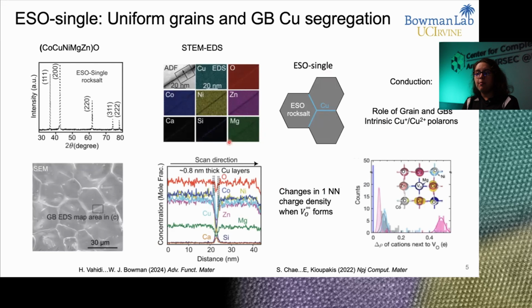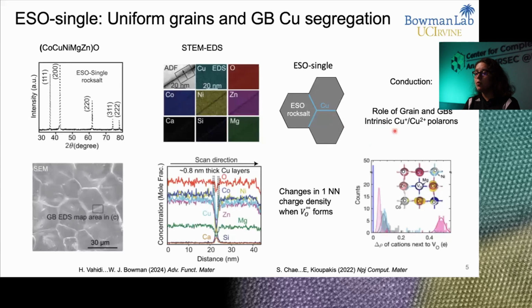So if we sum up what we observed and understood from this spectroscopy data, we can look at this cartoon where we have the ESO rock salt grains and then copper at the grain boundaries. If we think about how conductivity can be changed in this material and what could be the role of all these morphological things that we saw, we see the copper at the grain boundary that can play a role in charge transport, and also the grains.